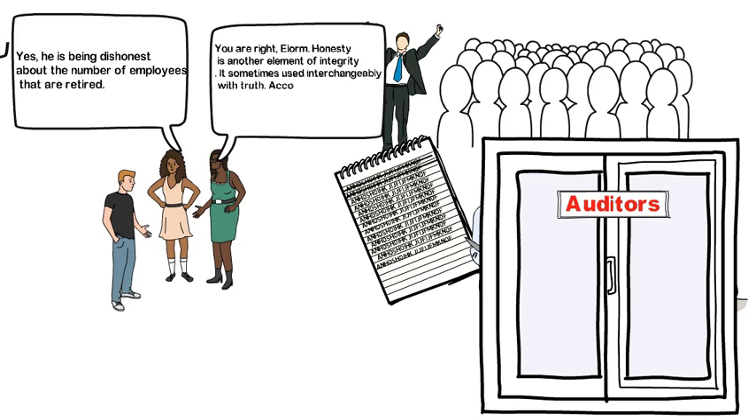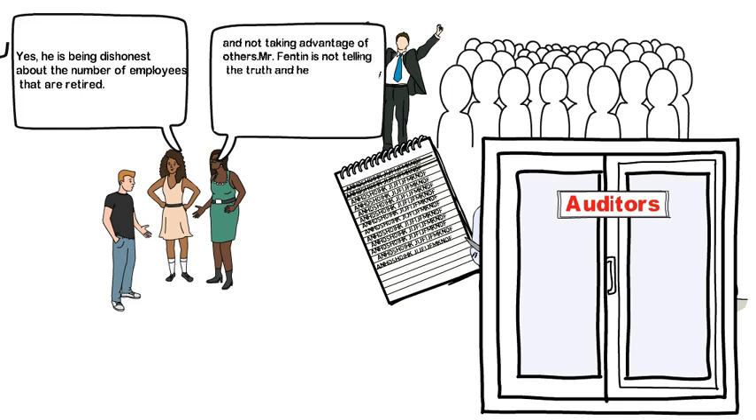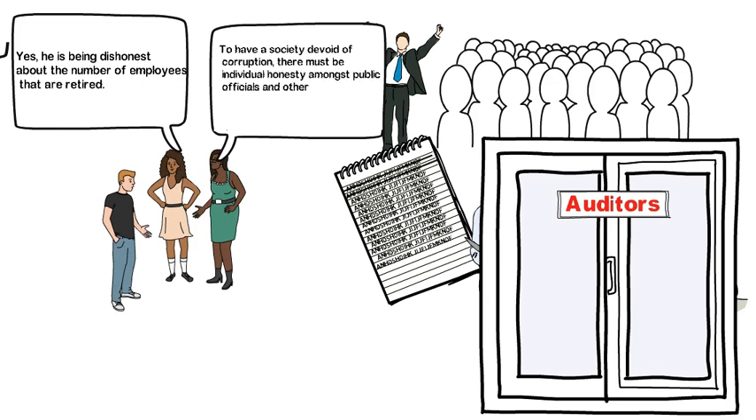According to a philosopher, Ash 2015, honesty means telling the truth, being open, and not taking advantage of others. Mr. Fenton is not telling the truth, and he is taking advantage of the system to enrich himself. The retired workers who agree to his plots are also dishonest. To have a society devoid of corruption, there must be individual honesty amongst public officials and other stakeholders of societies so that they do not take advantage of others.